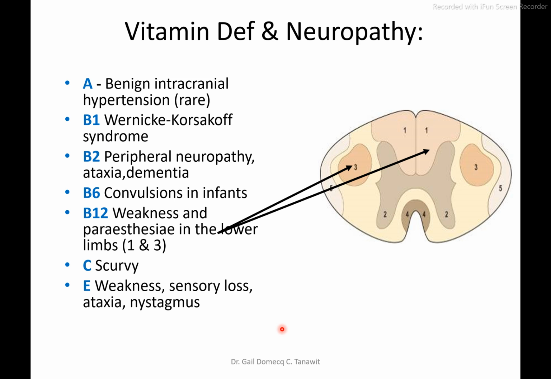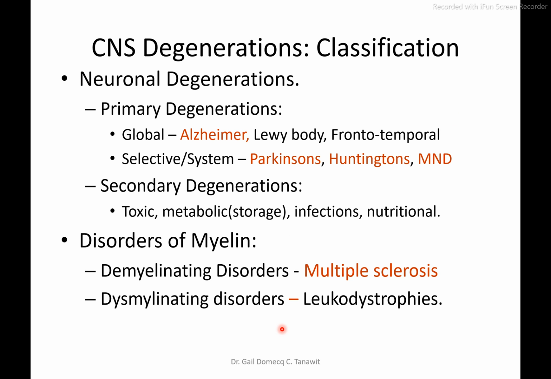Okay, so fasciculus gracilis will be affected. And for vitamin C deficiency, scurvy, poor wound healing. Okay, for vitamin E deficiency, weakness, sensory loss, ataxia, and even nystagmus. So for the neuronal degeneration, okay, we're done with this. Okay, so let's go now to the disorders of the myelin.